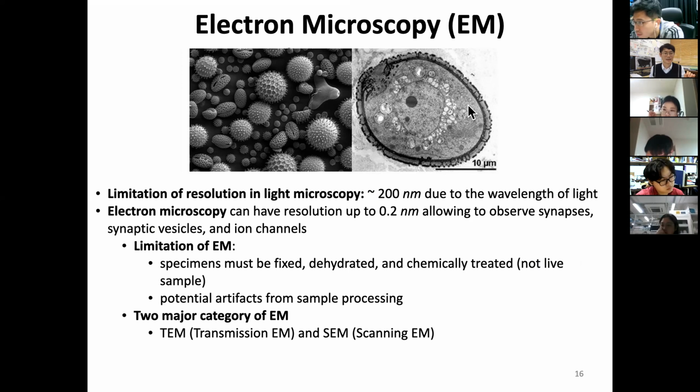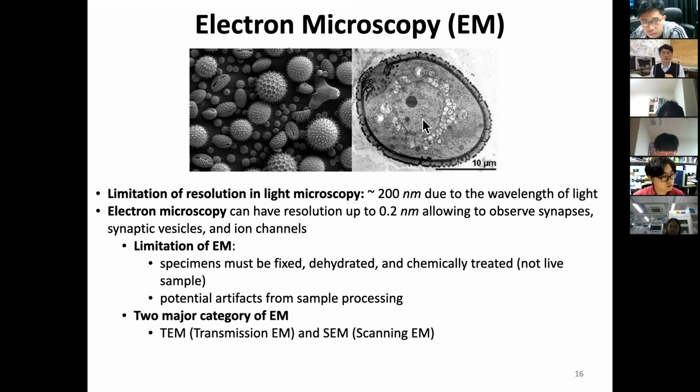Second one, 10 micrometer. Okay, that's fine. So this is the question. After this, you guys should be able to tell, hey, the right side one is transmission EM, and the left side one is scanning EM. Scanning EM looks like 3D. Transmission EM looks like a slice, okay?